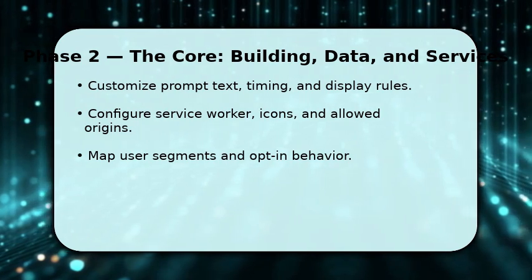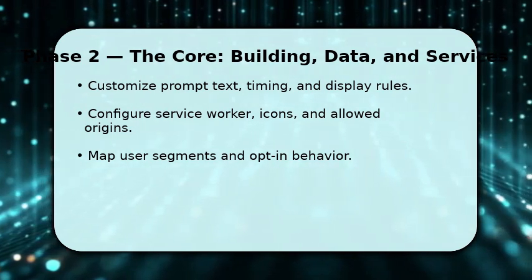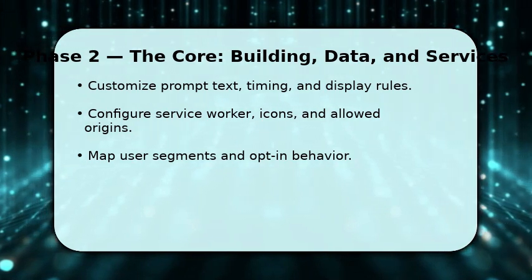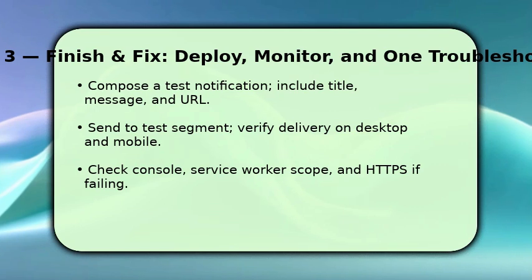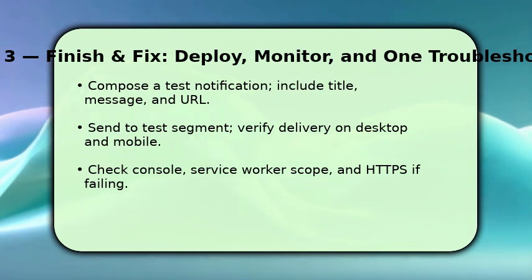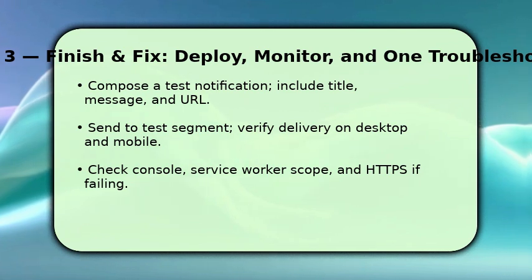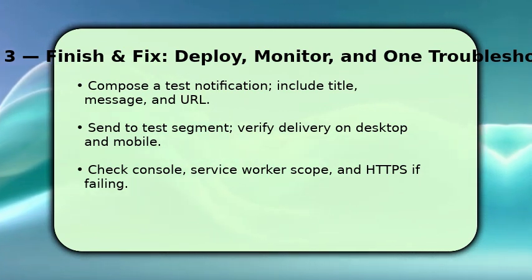Make sure to set user segments. You finish by composing and sending your first notification. Choose a small test segment, add title, message, and landing URL, then schedule or send immediately. Once sent, verify delivery on multiple devices and browsers. Check click behavior and analytics.